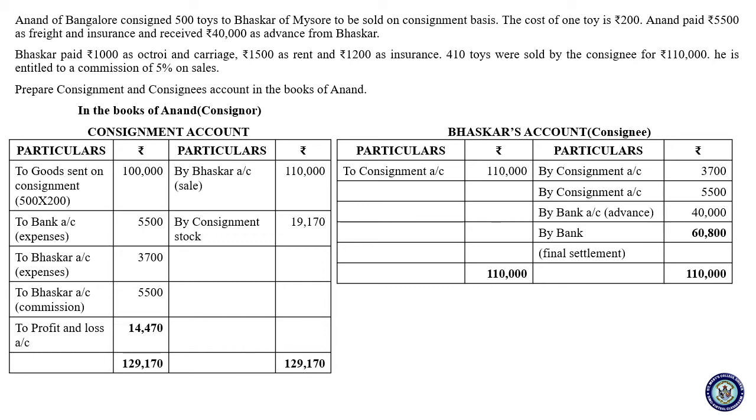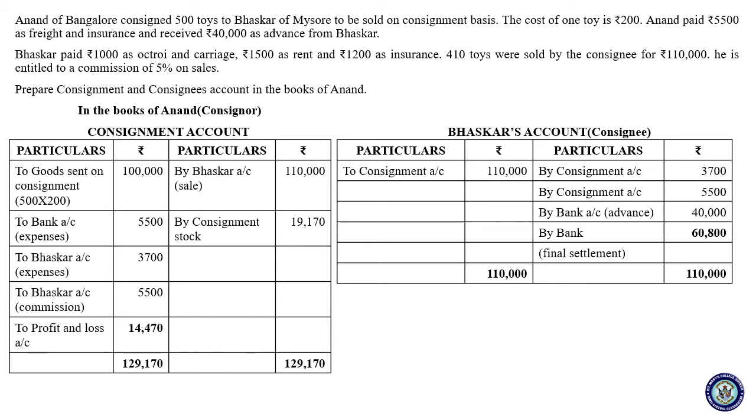Sometimes they may ask to prepare the necessary ledger accounts. And remember one thing, whenever they say necessary ledger accounts, you have to prepare all the ledger accounts. In the books of consignor, you have to prepare 4 ledger accounts, that is consignment, consignee, abnormal loss and goods sent on consignment. This is very important. If there is no abnormal loss, then you have no need of preparing that abnormal loss. But goods sent on consignment, you have to prepare.